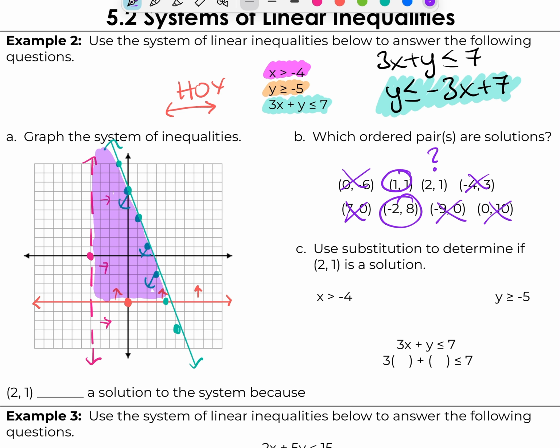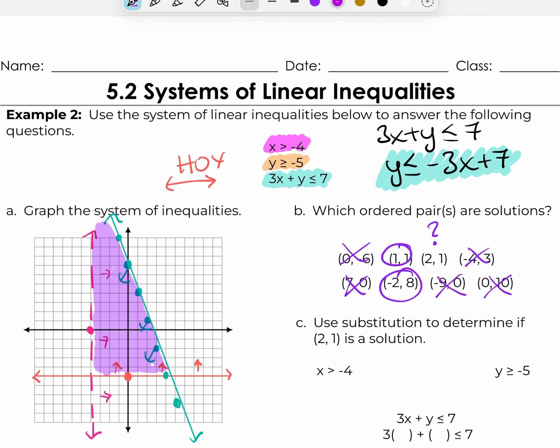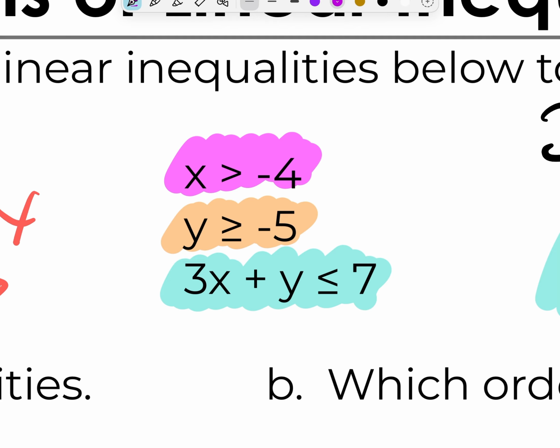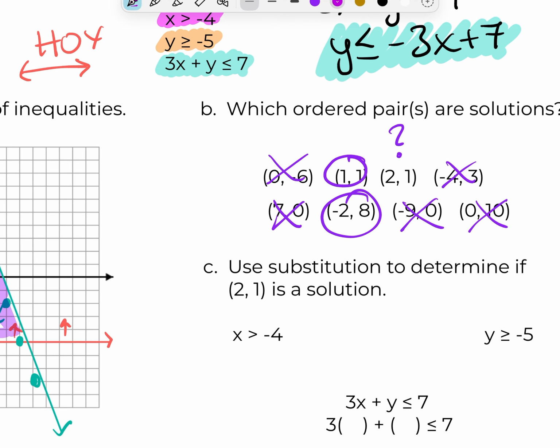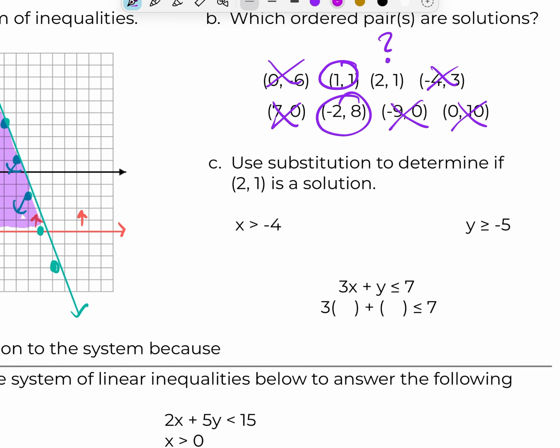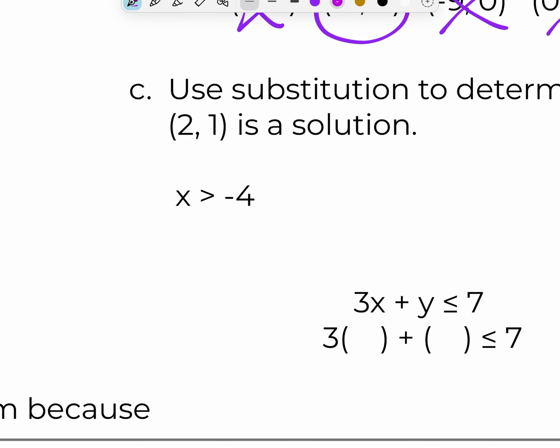All right, so let's see. Use substitution to determine if 2, 1 is a solution. So to verify a solution, you're going to plug in the coordinates into every inequality in the system, and they all have to give you a true statement. As soon as you get a false, it's automatically a no, not a solution. So we're going to take this ordered pair, 2, 1. We have an x coordinate and a y coordinate, and we're going to plug it in one at a time.